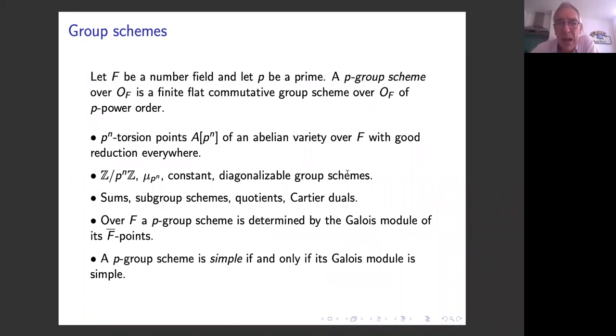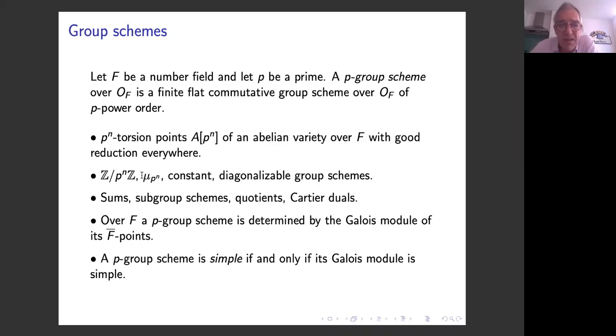So I fix a prime number P and I will look at P torsion points, or more generally torsion points of order a power of P. So they form groups of points, and they are actually the points of group schemes, beautiful group schemes. They are finite and flat over the ring of integers. So the main example in this talk are, as I said already, P to the N torsion points of Abelian varieties with good reduction everywhere. But there are also other ones.